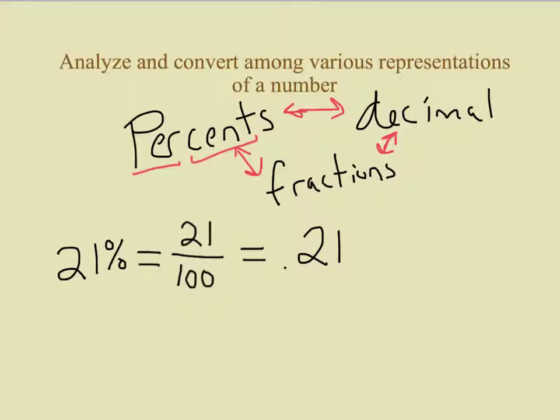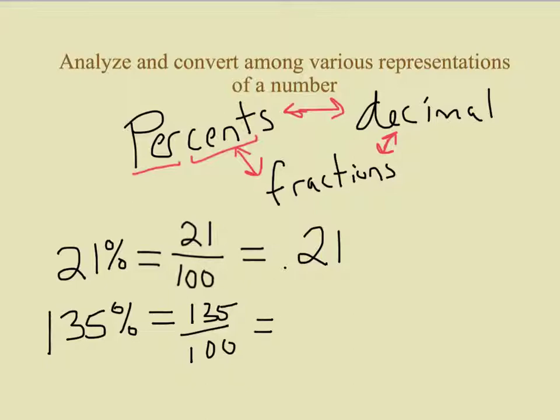Okay, real quick, if we want something that's even larger, like 135%, that means we're growing, so it's 35% more than a whole. That's still 135 per 100, and that is the decimal 1.35. So it's important to recognize that when you have a decimal that is larger than 1, you're dealing with a percentage that is larger than 100%.